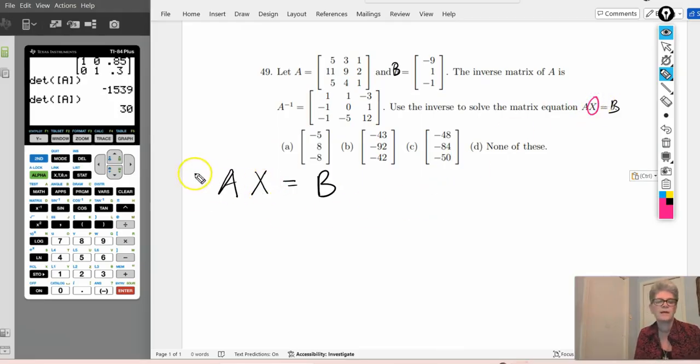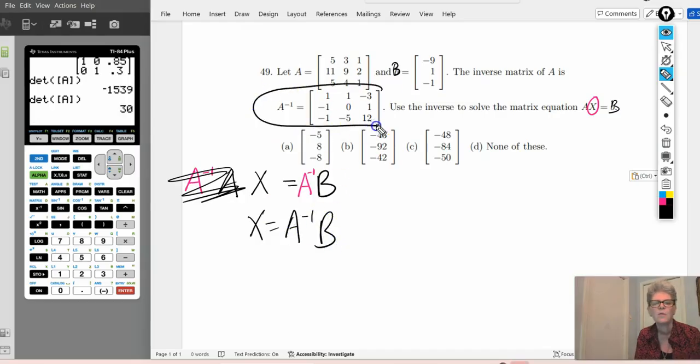To get X by itself, I'm going to multiply the left-hand side by A inverse, and I'm going to multiply the other side by A inverse, but you must do it on the left-hand side, because matrix multiplication is not commutative. So when I do that, these cancel. It gives me the identity matrix, which acts like the number 1. And so this is going to be my matrix X.